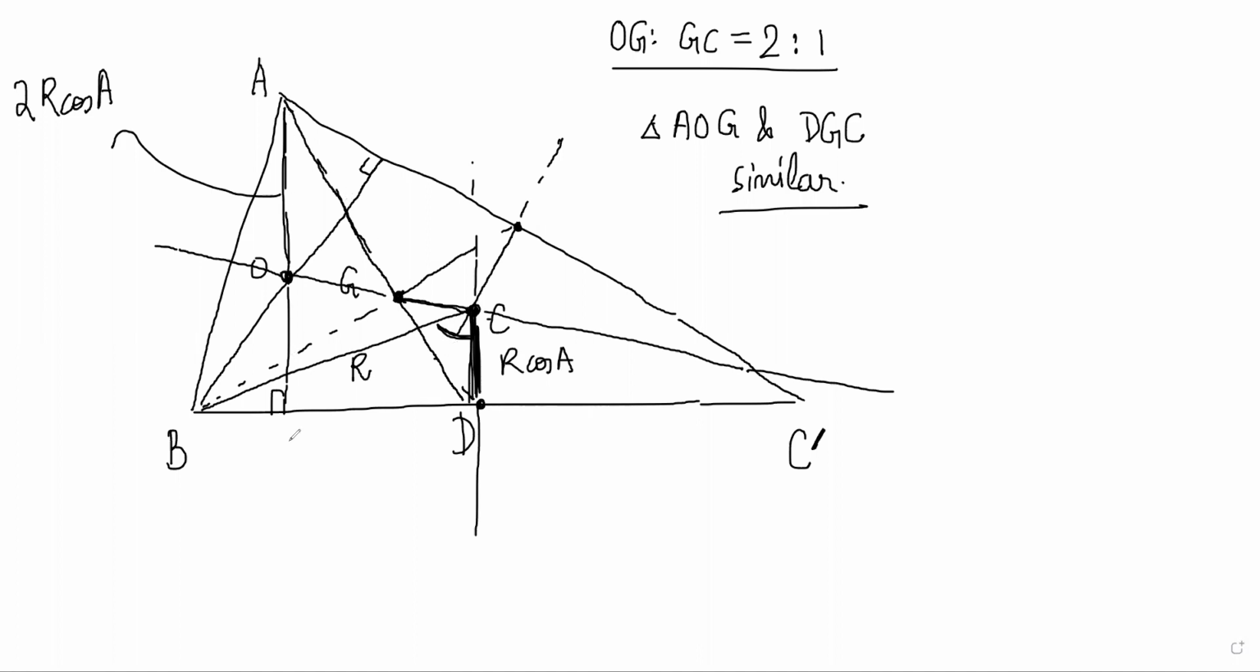And they are both perpendicular to the same line BD, so they are parallel also. So then we can easily find out that their ratio is 2:1. Yeah, ratio 2:1 can come from this 2r cos A and r cos A, and similarity comes from parallel. AO is parallel to CD. And therefore angle here will be equal to angle here, vertically opposite angle, right? So you'll prove similarity and you'll get ratio 2:1, and therefore OG by GC will be 2:1. So that is a very important result.